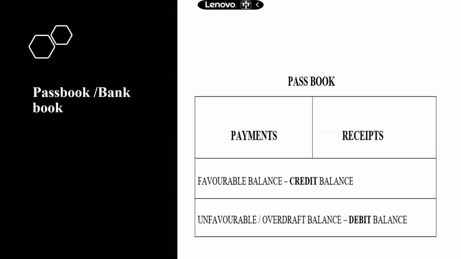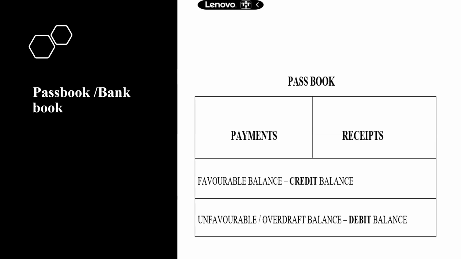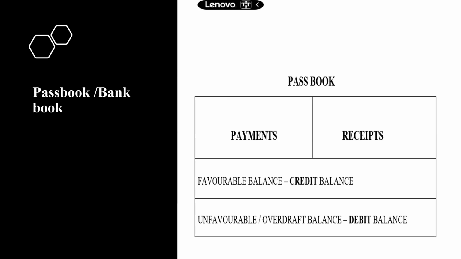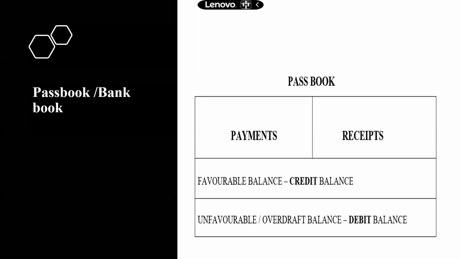One important thing. Cash book and passbook will be opposite to each other. In cash book, receipts are debited, payments are credited. In passbook, payments are debited, receipts are credited. Normal balance of cash book is debit balance. Normal balance of passbook is credit balance. Overdraft balance of cash book is credit. Overdraft of passbook is debit. They are exactly opposite to each other.